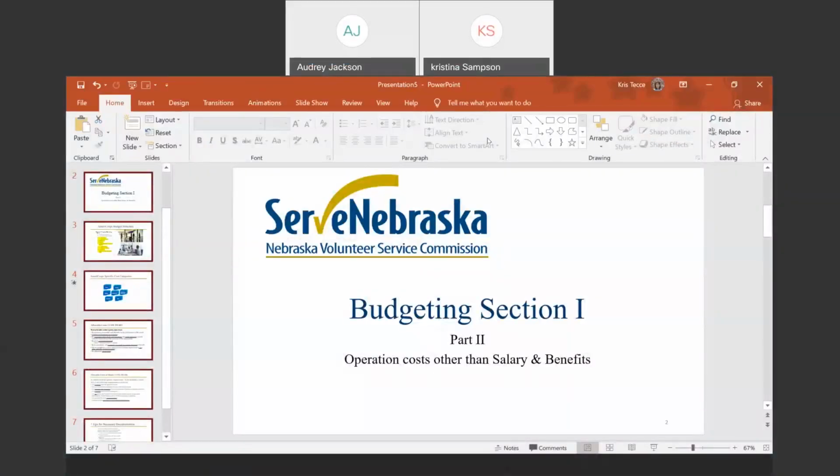Welcome to Serve Nebraska's Budgeting Section 1, Part 2. Again, this Section 1 has so many components that we broke them into two pieces. This is Part 2, where we'll talk about operational cost other than salary and benefits.